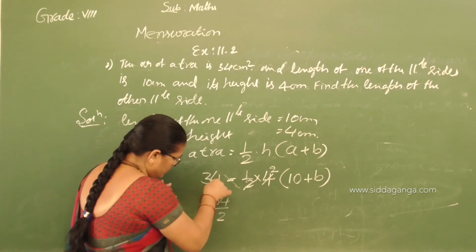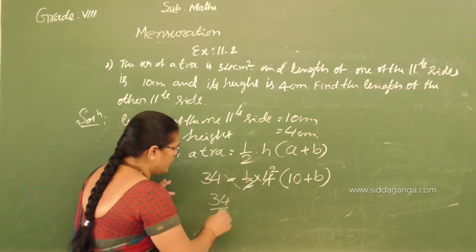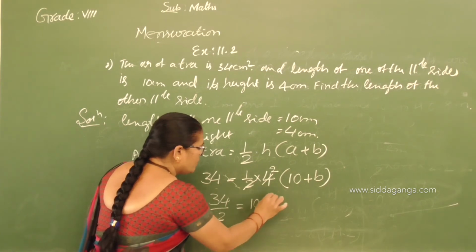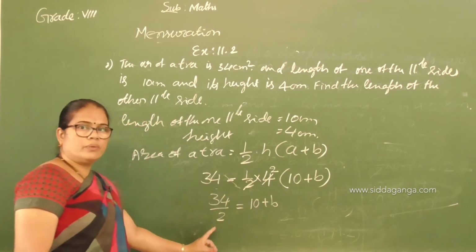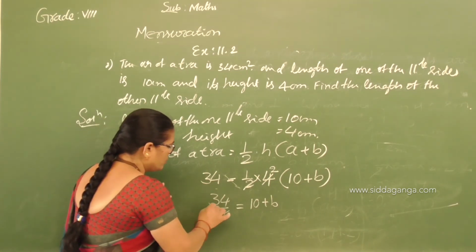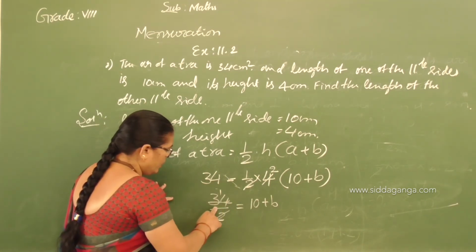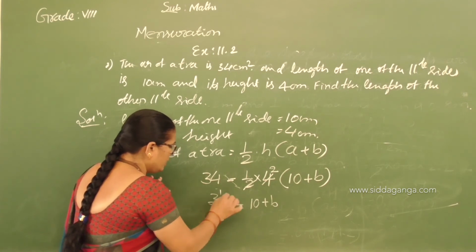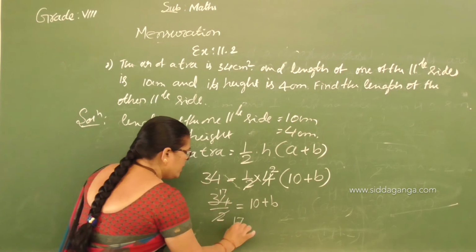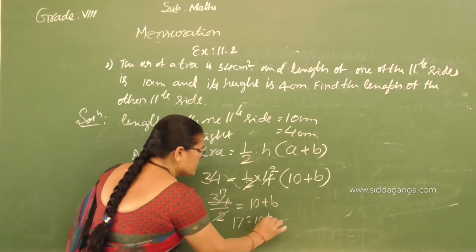This term, the denominator comes over. So 34 divided by 2 is equal to 10 plus b. Next simplify that one. 2 1s are 2, 1 remains, 2 7s are 14. 17 is equal to 10 plus b.